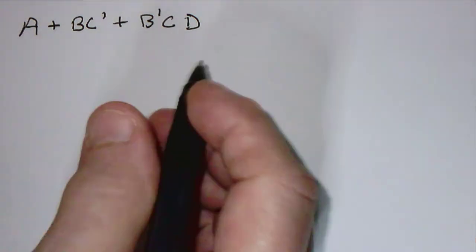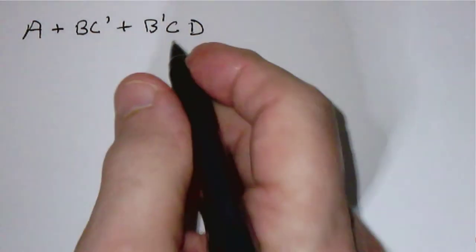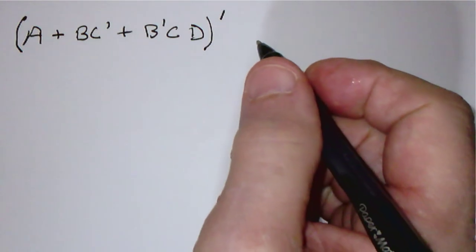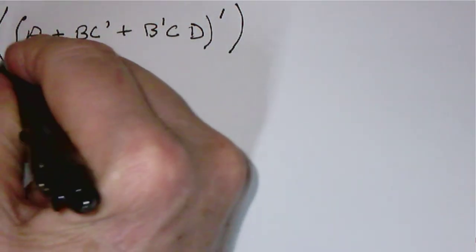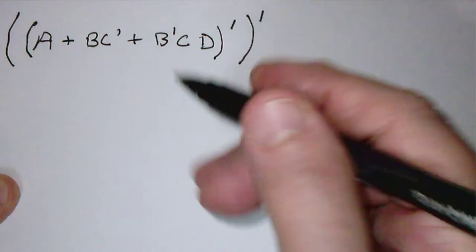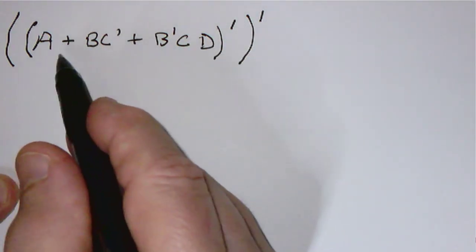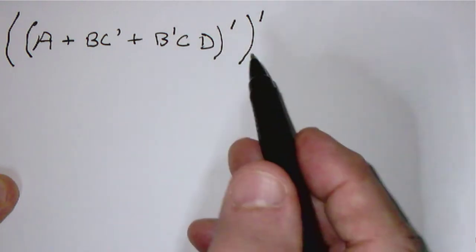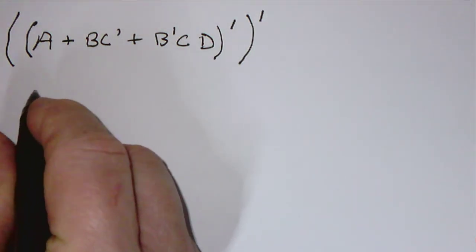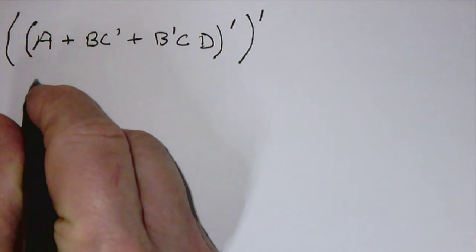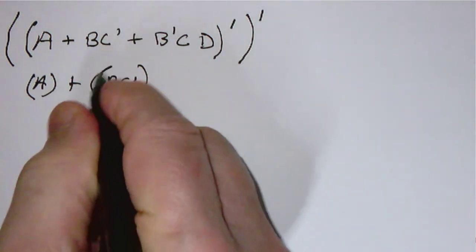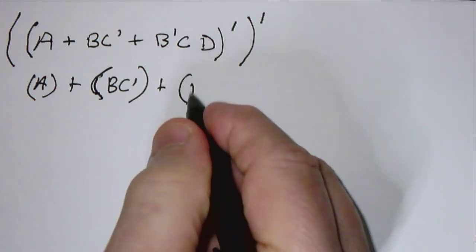Okay, so here's our initial expression. Now, the way we do this, we're just going to put brackets around it and invert the whole thing with a little tick there. And then we'll just put brackets around again and do another inversion. Now, we're going to partially expand these. If we totally expanded them, we would get back to this initial expression, A plus BC prime plus B prime CD. But we're only going to partially expand them. You can also think of this, we can just put parentheses around all these, and we'll rewrite this. I'll call it A plus BC prime plus B prime CD.